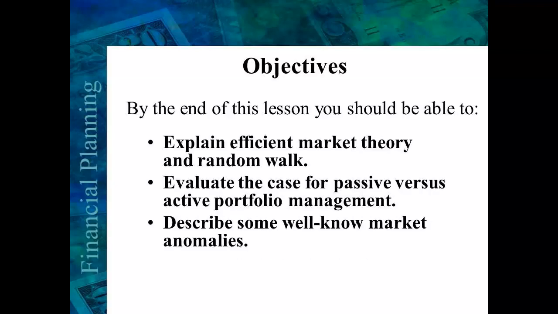By the end of this lesson, students should be able to explain efficient market theory and random walk, evaluate the case for passive versus active portfolio management, and describe some well-known market anomalies.